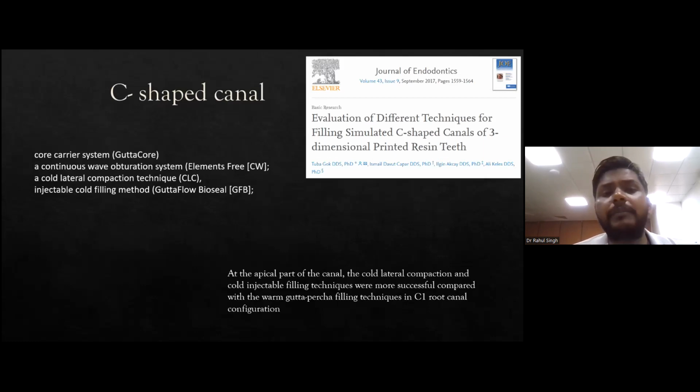Coming on to the C-shape, if we are encountering any mandibular second molar with a C-shaped canal. So at the apical part of the canal, cold lateral compaction and a cold injectable filling technique were more successful compared with the warm gutta percha filling in the C1 root canal configuration or a C-shaped canal.